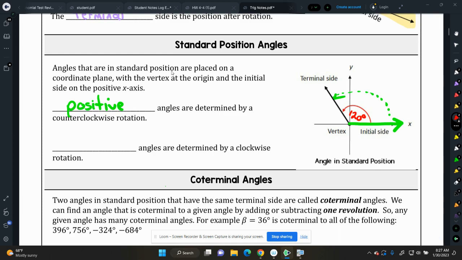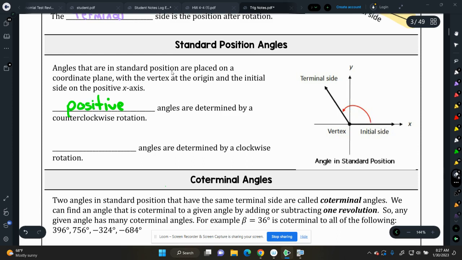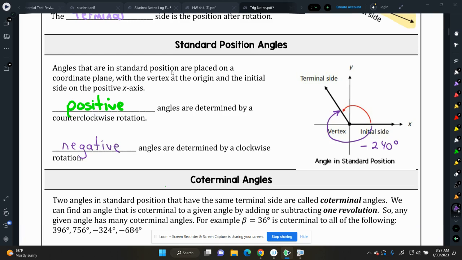So of course, the negative angles are determined by a clockwise rotation. If I were to start at this initial position and rotate clockwise, so go this way, this would be negative 240 degrees. So the negative angles go clockwise. And that's very important to know that direction. It makes a difference.